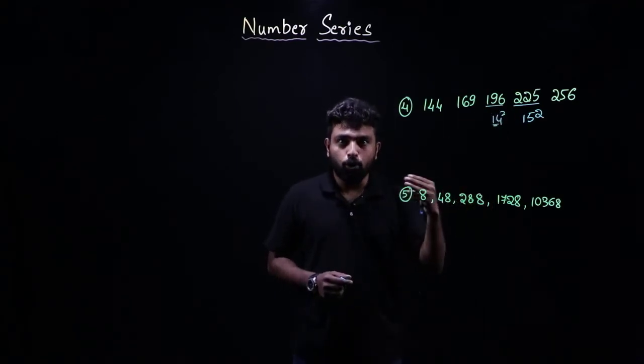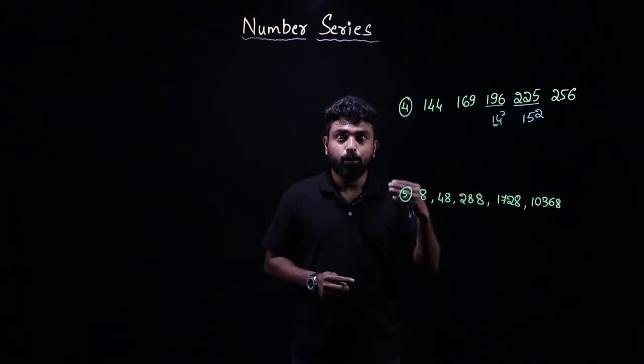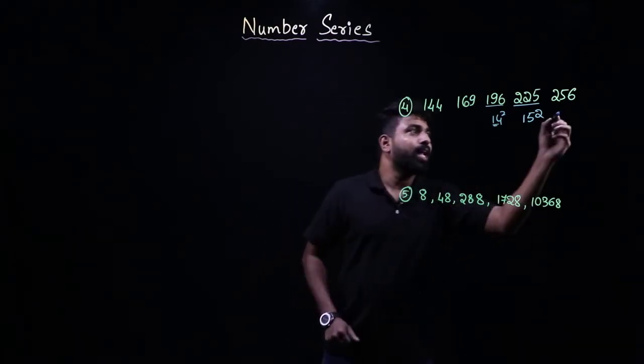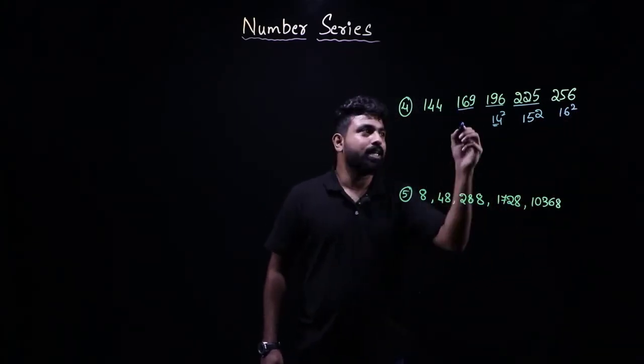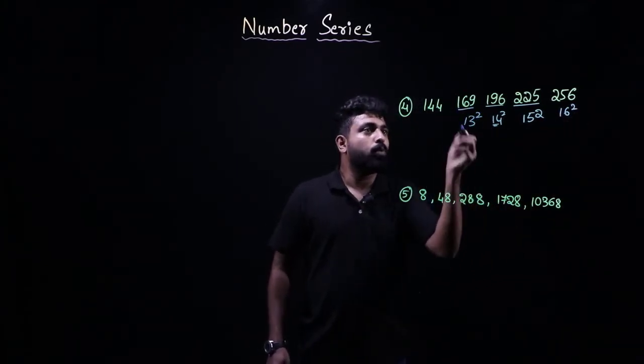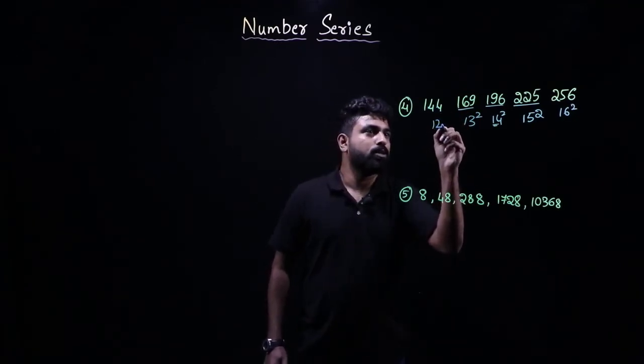And we have repeatedly told you to learn by heart squares till 25. If not 25, at least till 20. So I know that 256 is 16 square. And what about 169? It is 13 square. And what about 144? It's 12 square.